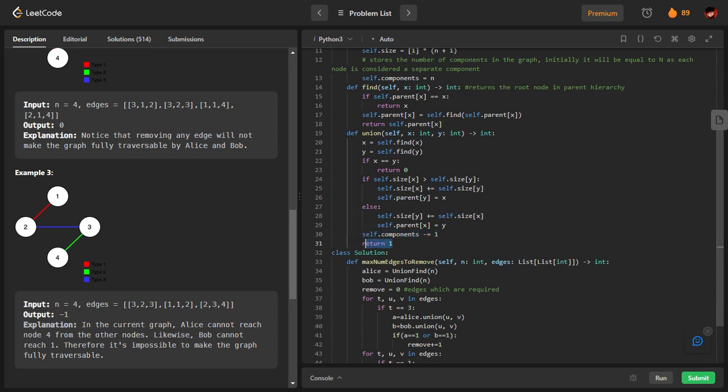Try to understand what we are returning in which case. If they already belong to the same union, the same group, we are returning 0. If we have really done a union, that means we have merged two different components, then we are returning 1.